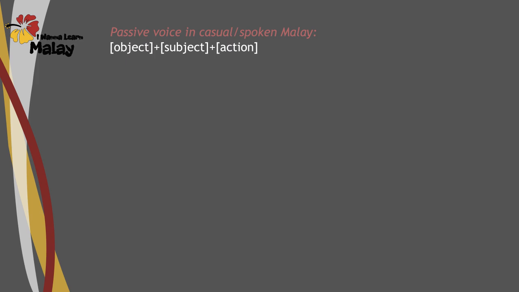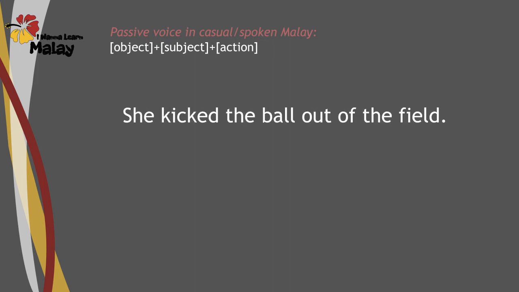Next example. She kicked the ball out of the field. So to kick a ball or to kick is sepak bola. So football in Malay is actually bola sepak, which is a ball kick if it's translated word for word. Or another word for kick is tendang in Malay. Let's use either one, tendang or sepak.